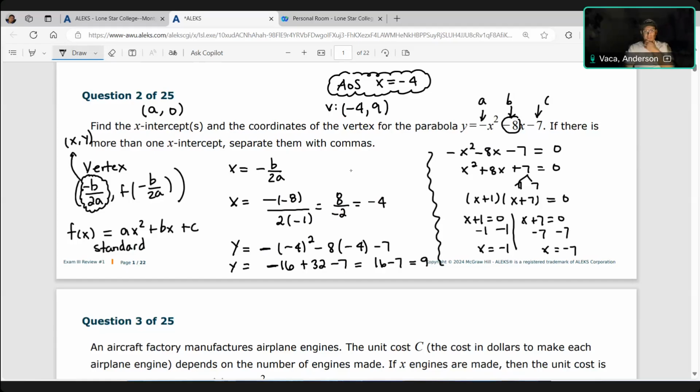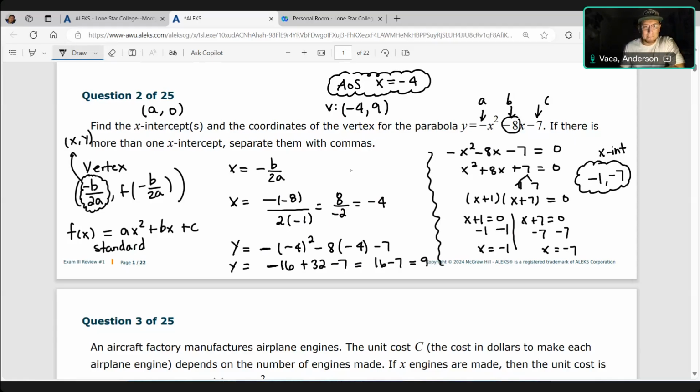So the x-intercepts, and I think all we want to do is list them out, will be negative 1 and negative 7. Alrighty then. So these will be the x-intercepts.